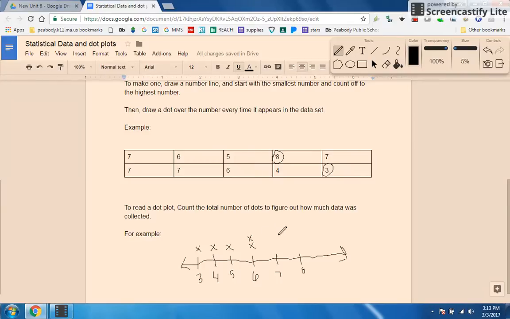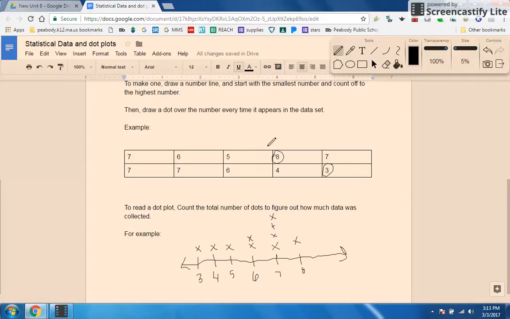7 has 1, 2, 3, 4 7s. So 1, 2, 3, 4. And then 8 has 1. And that's it. They're pretty easy. So you start at the smallest number in your data and you count all the way to the biggest number in your data, and you put a dot or an X, actually, even though it's called the dot plot, you put an X over that number however many times you see it in the data set.